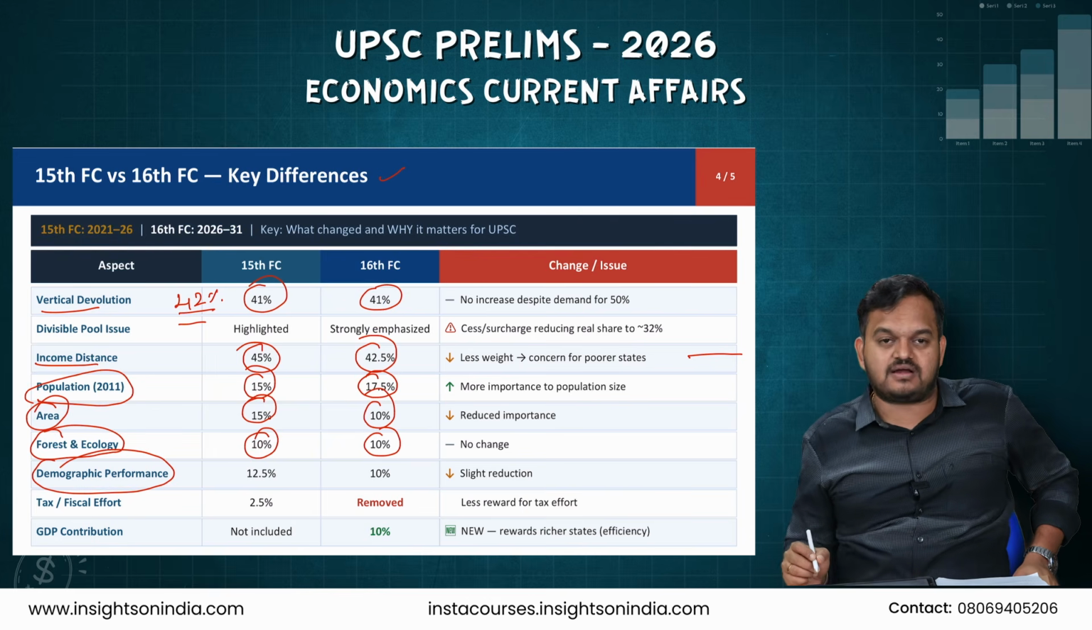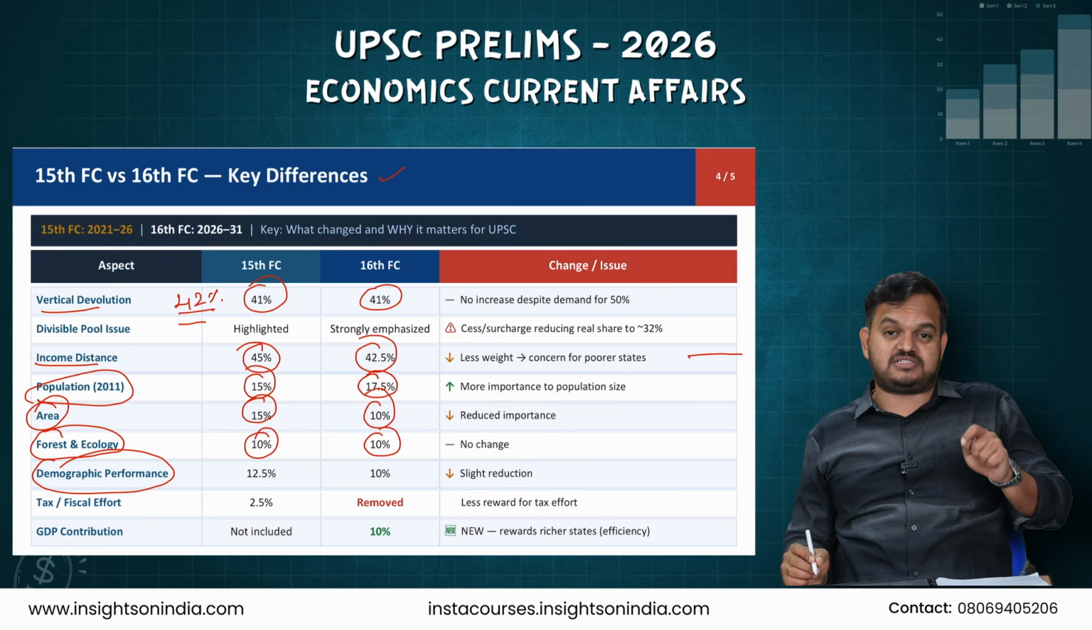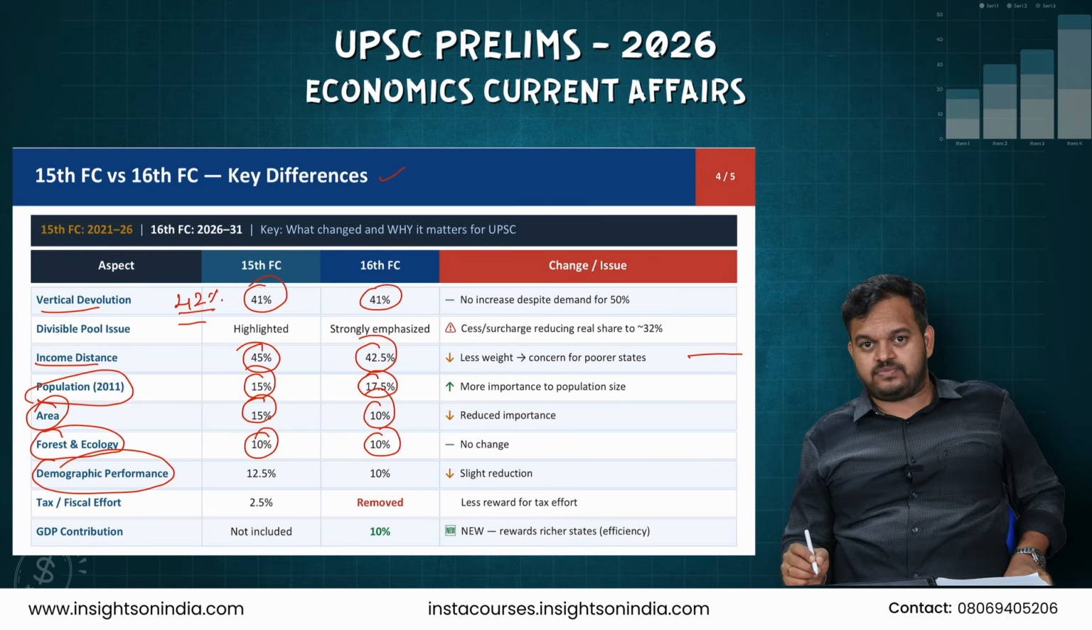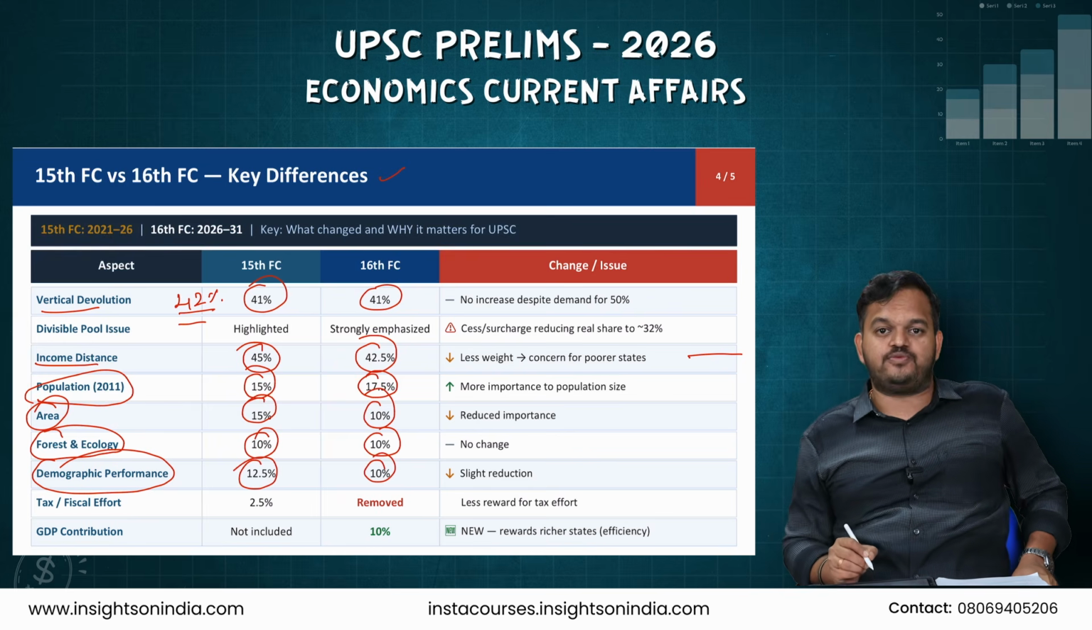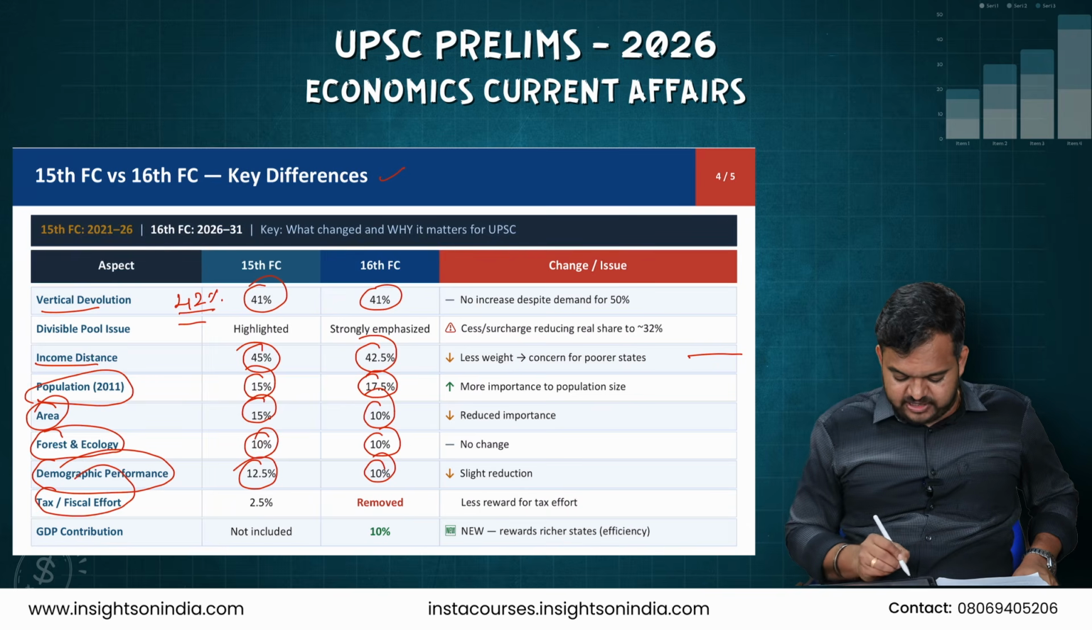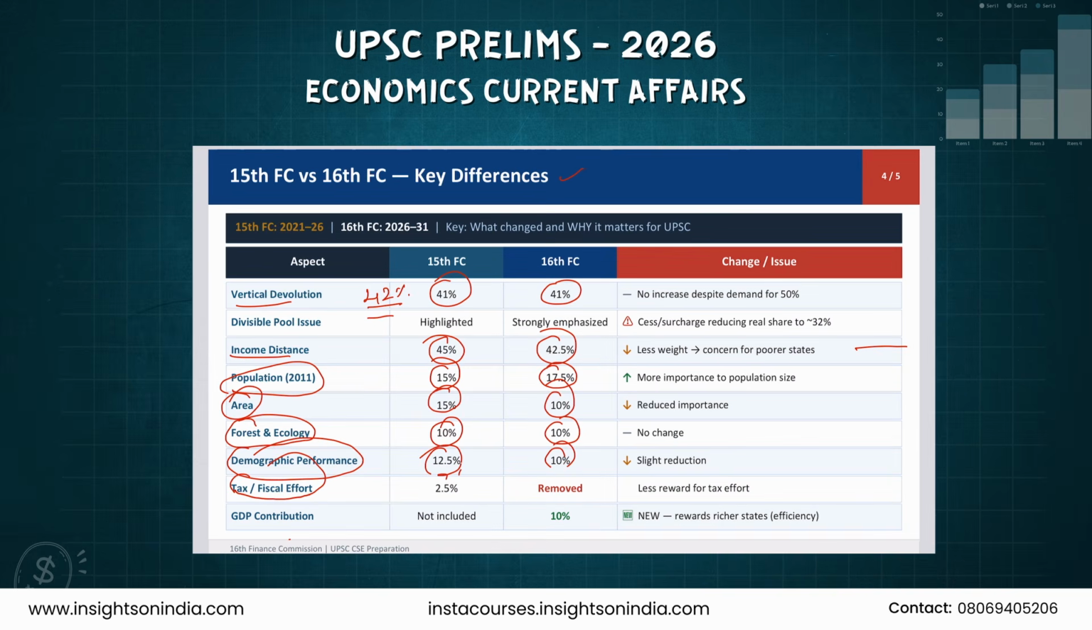Demographic performance, how the state is implementing or bringing in human development, right? That's about demographic performance. That has been reduced to 10% from 12.5%. Fiscal effort, which was given 2.5% weightage in the 15th Finance Commission, has been removed in the 16th Finance Commission, right? The fiscal effort refers to the efforts put in by the state governments to improve tax collection, to reduce the fiscal deficit, etc. So that can be asked in the prelims examination.